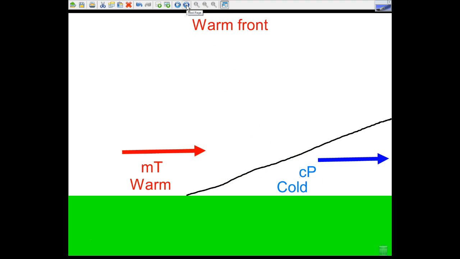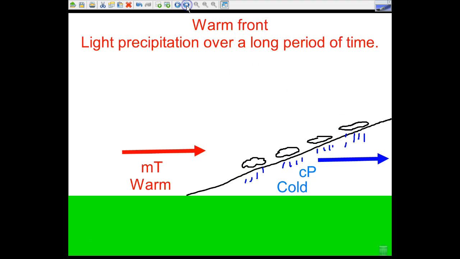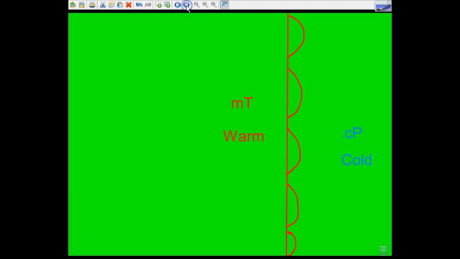What winds up happening is that warm air still goes above the cold air because the cold air is denser, the warm air is less dense. So it goes up this little gentle ramp, and instead of getting tall clouds, you wind up getting thin, spread out clouds over a warm front. So you get light precipitation over a long period of time. That's what the blue is supposed to represent, precipitation. And that would be a warm front. Light precipitation over a long period of time is characteristic of a warm front.